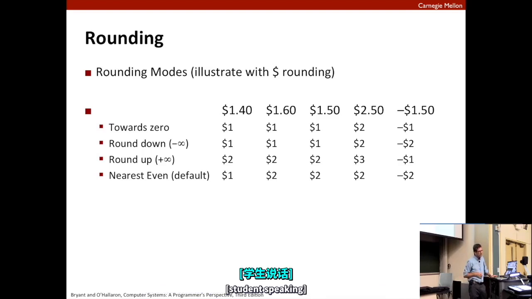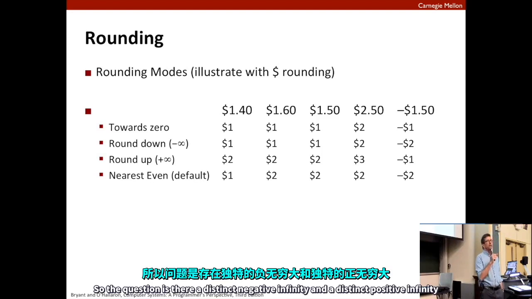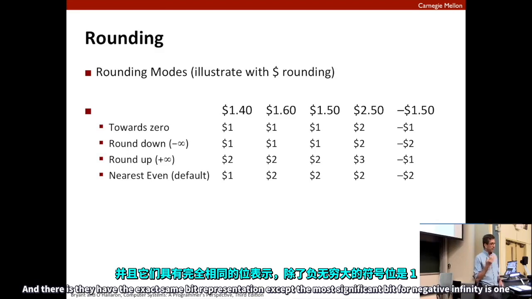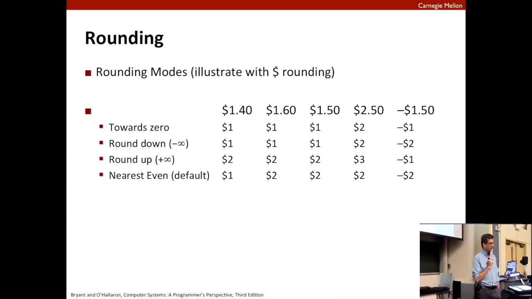Yes, question? Is there a distinct negative infinity apart from the positive infinity? There is. They have the exact same bit representation, except the most significant bit for negative infinity is 1, and for positive infinity, it's 0. Okay.